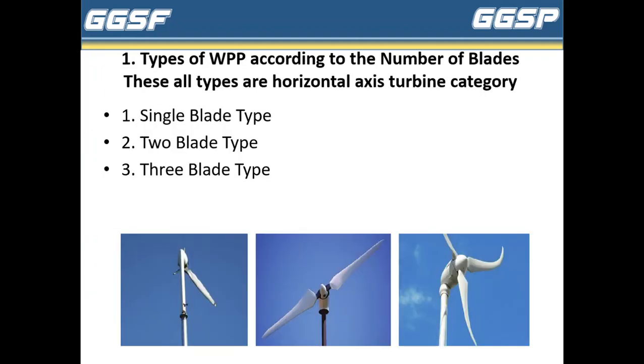Next, these are the types of wind power plant according to the number of blades. These are all horizontal axis turbine category. First, single blade type. Second, two blade type, and third, three blade type. These are some diagrams of single blade, two blade, and three blade turbine types.